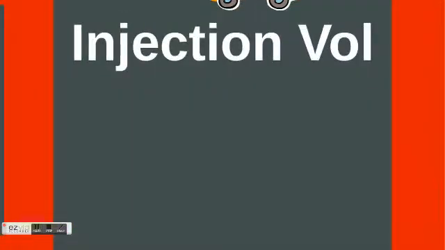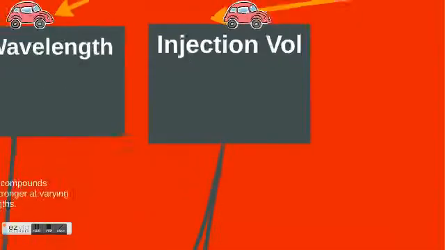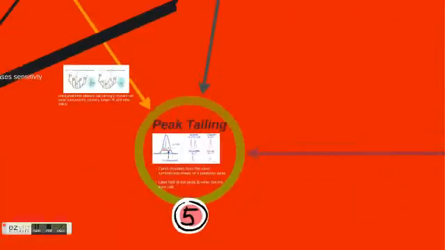Injection volume can also cause peak tailing, as too high a volume can cause overloading and peak tailing. Sample concentration is the same. This is because too high a concentration may also cause peak tailing.